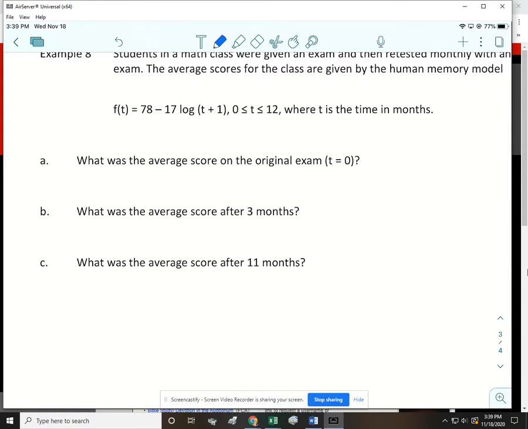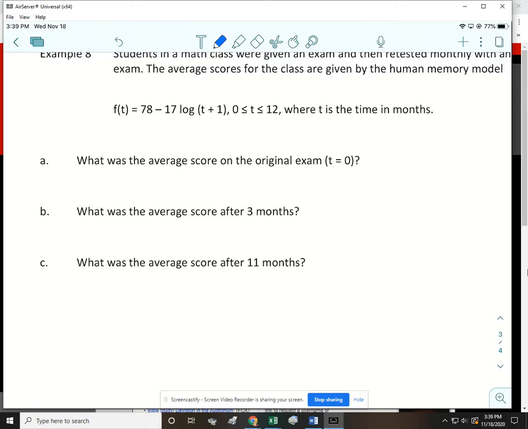This would be like, it's been about 3 months, I guess, since I gave you your first test in here. So if I was to give you that test again, to see how well you would do on it the second time when we haven't reviewed or anything, that's what this human memory model is about. All right, so A asks, what's the average score on the original test?